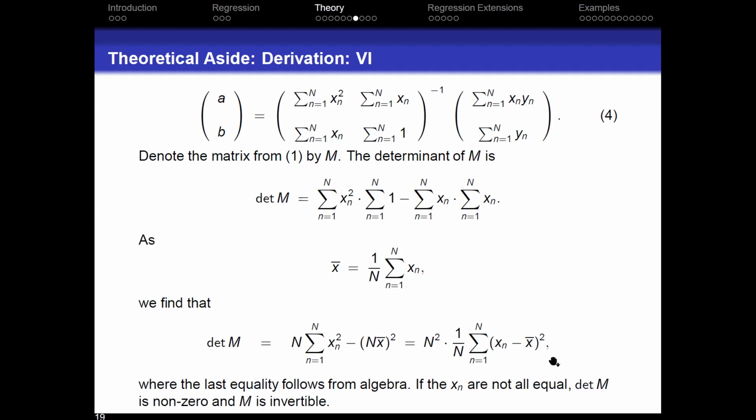Well, now that we have it written like this, it's actually a lot easier to analyze. If all the x's are the same, well then xn has to be x bar. If every value is the same, that's the mean, that's the average value. And then the determinant is 0. If they're not all the same, at least one of them can't be the mean. In fact, you can say it more than just at least one.